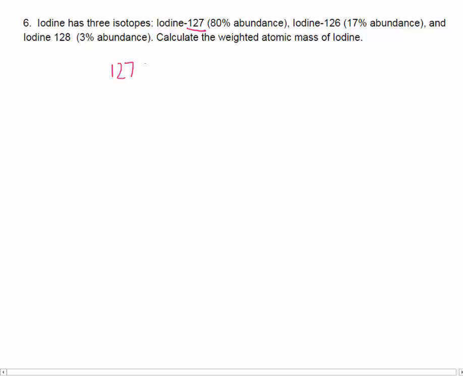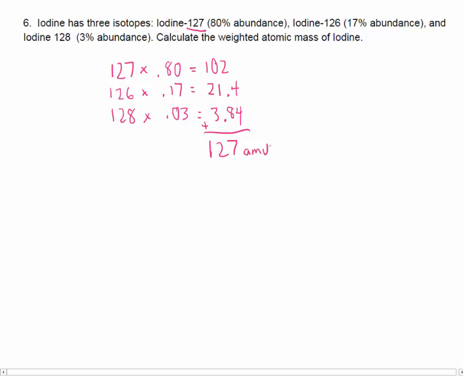So here we go. We got 127 times 80 as a decimal, so 0.80, and that gives us 102. And then we have iodine 126, so 126 times 0.17, and that gives us 21.4. And then iodine 128 has a percent abundance of 3%, so it's going to be 0.03, and that gives us 3.84. Then we simply add up all of those together for a total of 127 AMU. So the weighted atomic mass of iodine is 127 atomic mass units.